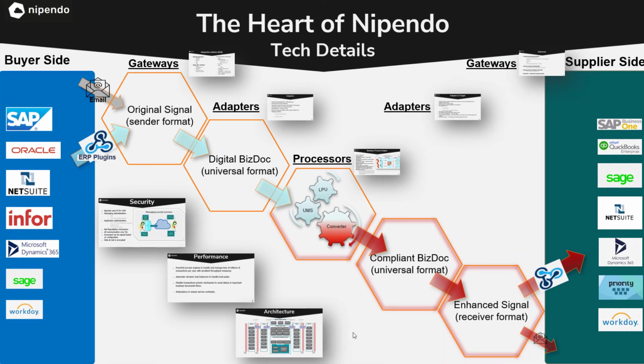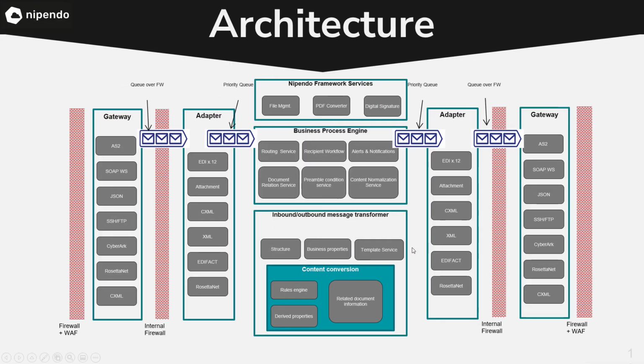And then finally, the overall architecture and a little bit more of a technical architecture. You can see the gateways and adapters and all the different business process engines and different things in terms of transforming the data and then transforming it back out. This is the back and forth that you see here in a symmetrical framework.